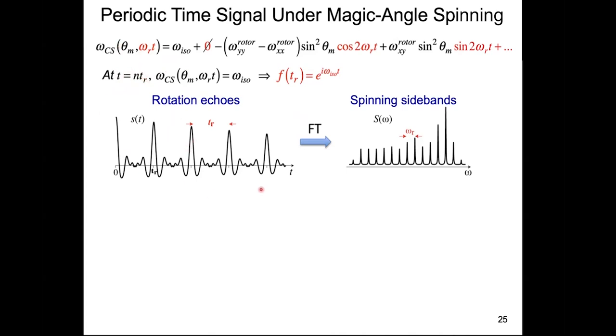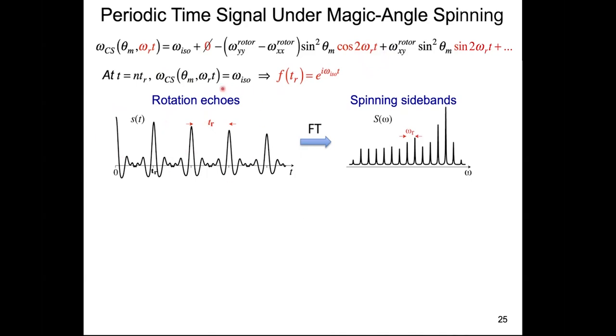And these time points are called integer multiples of the rotor period. And in the free induction decay, the FID, you will find that the intensities of the FID will be relatively high. You get echoes, and these are called the rotational echoes. The reason that you get these echoes is because at these t equals n tau r, all these subsequent terms vanish to zero, because all these cosine and sine integer multiples of omega r t vanish to zero.